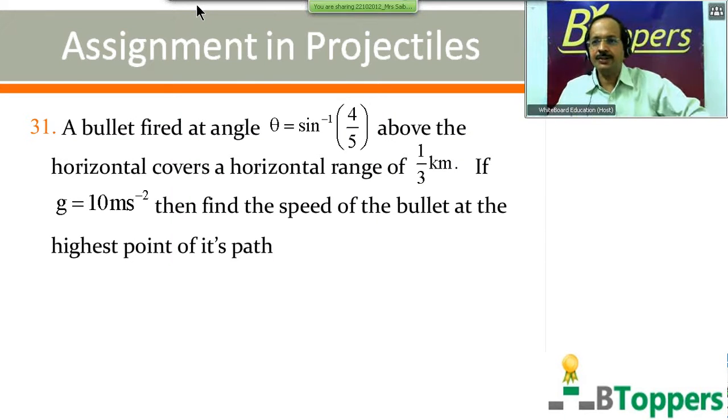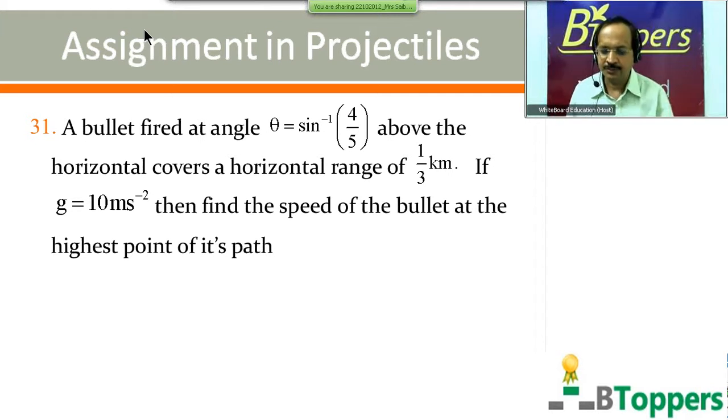So in the previous class, I have shown you question number 1 to question number 30 in the assignment in projectiles. So I am going to show you another 10 questions in continuation to the assignment in projectiles. So the total number of questions in the assignment in projectiles based on oblique projection is 40. After showing all the questions, I will be showing you the answers also. Then later, after showing the answers, I will be doing the discussion of these questions.